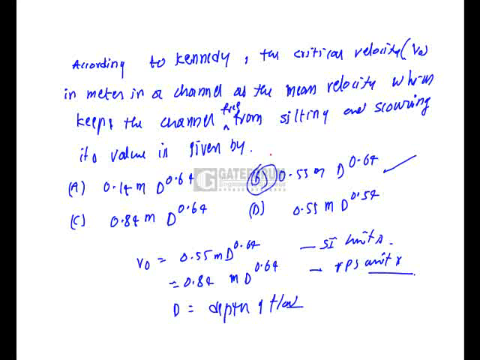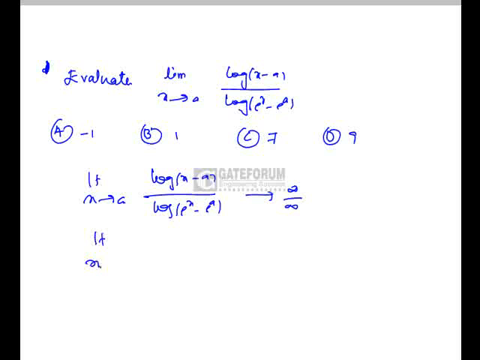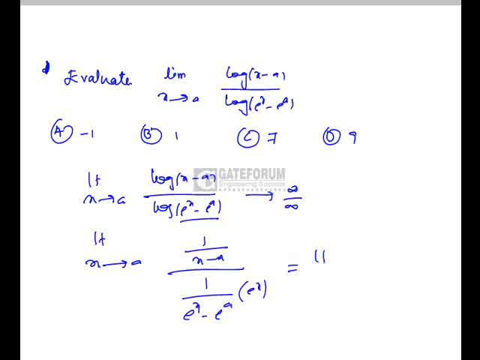Option B is correct. Let the limit, x tends to a, of logarithm of x minus a by logarithm of e power x minus e power a. It is in the form of infinity by infinity, so we can use L'Hospital rule, that is differentiating numerator and denominator separately. Differentiation of log of x minus a is 1 by x minus a. Differentiation of log of e power x minus e power a is 1 by e power x minus e power a into differentiation of e power x minus e power a, which is e power x. This can be written as limit x tends to a of e power x minus e power a by e power x into x minus a.